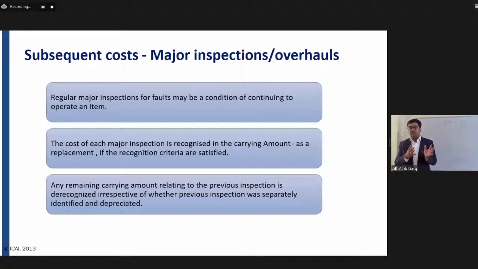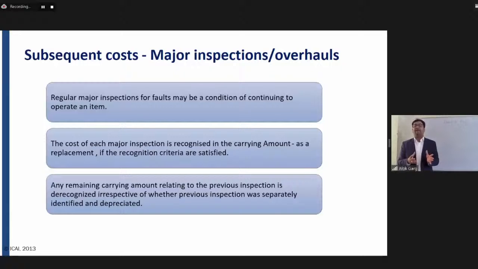If the aircraft does not get inspected after 5 years, is the company able to operate it? The answer is no. Although the aircraft is airworthy and fit for flying, since it has not undergone a major inspection, it cannot operate. So by incurring a major inspection, the company will get a future economic benefit for another 5 years, and the cost is measured reliably. In this case, the major inspection cost is also required to be capitalized as a subsequent cost, like we have seen in the case of major replacement.